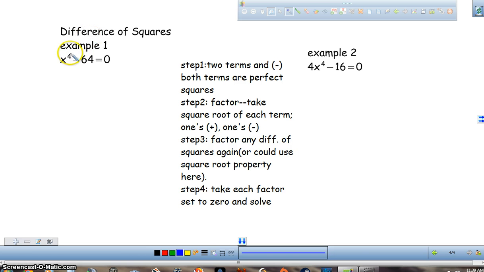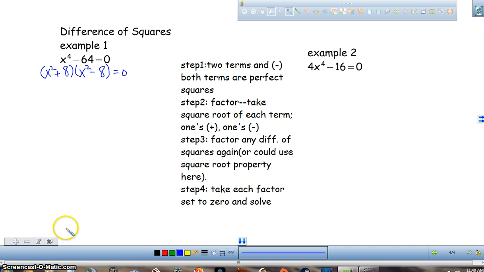done when it was x squared, but now we could also have x to the 4th. So step 1, notice that we have 2 terms, a negative sign, and both terms are perfect squares. So we're going to factor. We're going to take the square root of each term. So the square root of x to the 4th would be x squared, like from the previous slide. And then 64, the square root of that is 8. One's plus and one's minus.